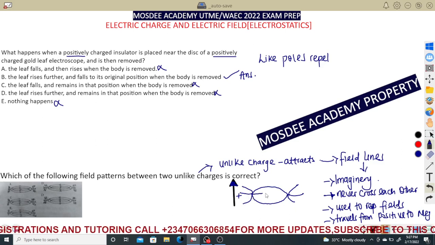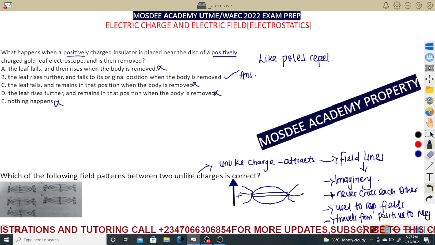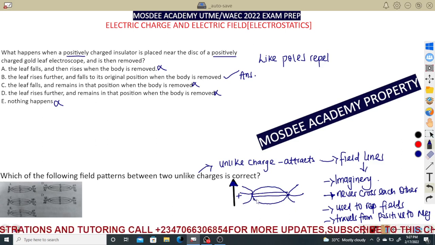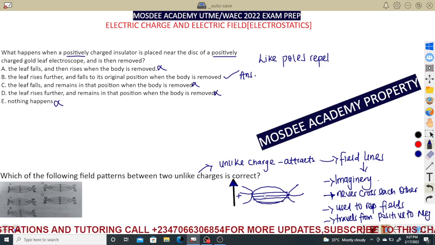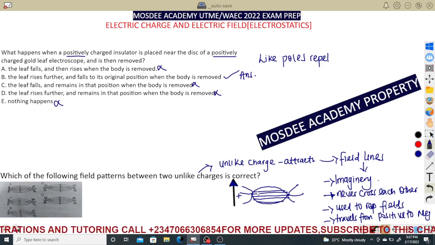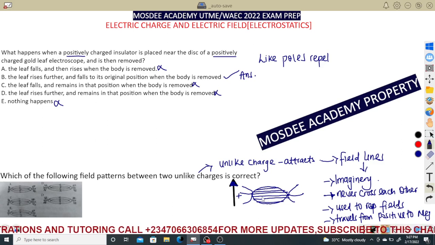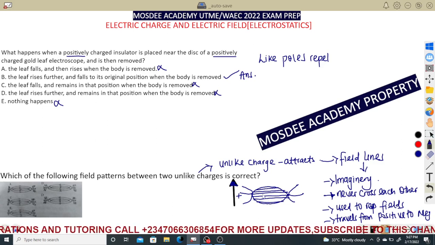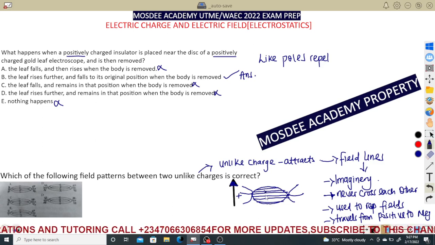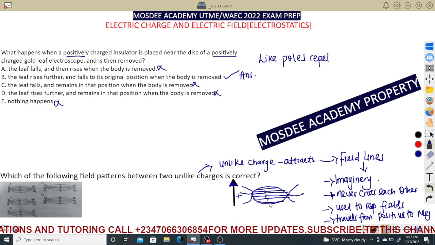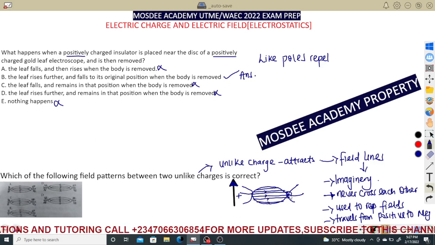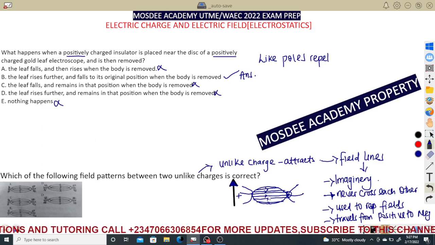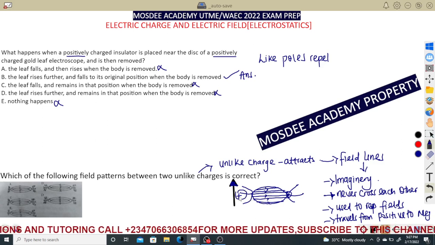So the field lines are imaginary. What I'm drawing is not real because I'm rushing. I should have used my ruler to draw. Now they will definitely draw from positive. Positive is the arrow facing outside. Negative is the arrow facing inside. So the hemispherical pattern moves from positive charge to negative.